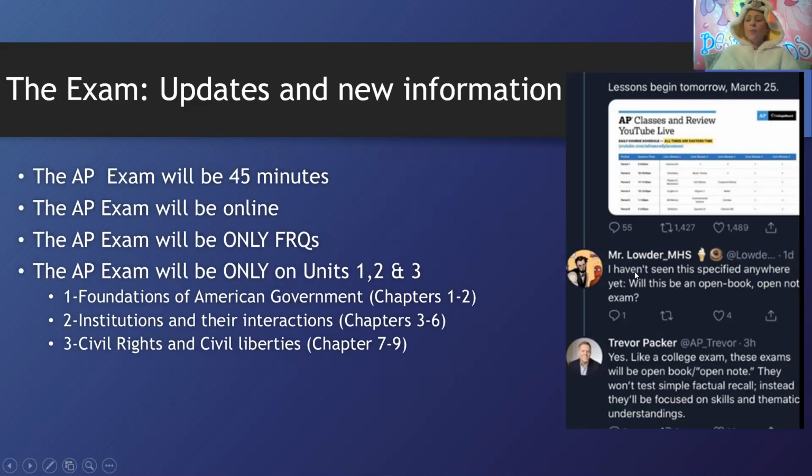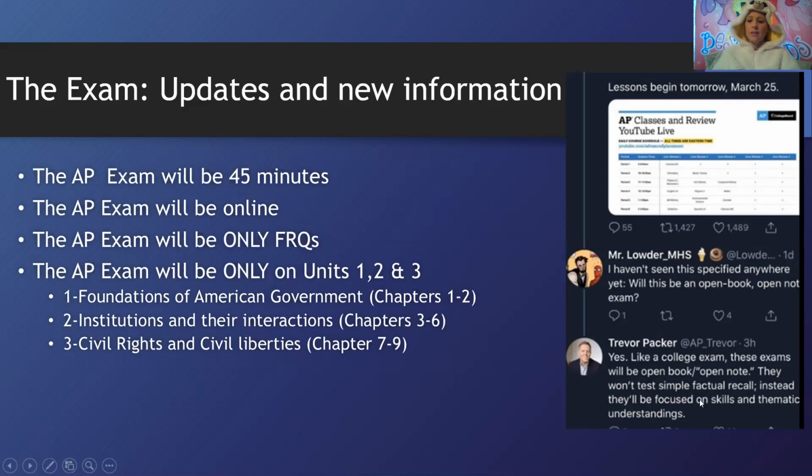It says, from Mr. Louder, whoever Mr. Louder is, I haven't seen this specified anywhere yet. Will this be an open book, open notebook exam? And Trevor Packer, again, vice president of College Board, says yes, like a college exam. Just so you know, I've never had an open book college exam, but that would be great. These exams will be open book, open note.